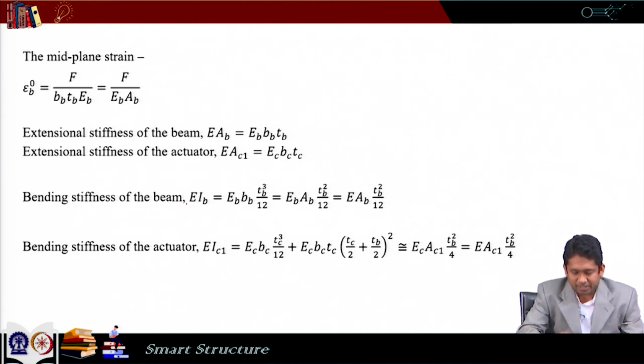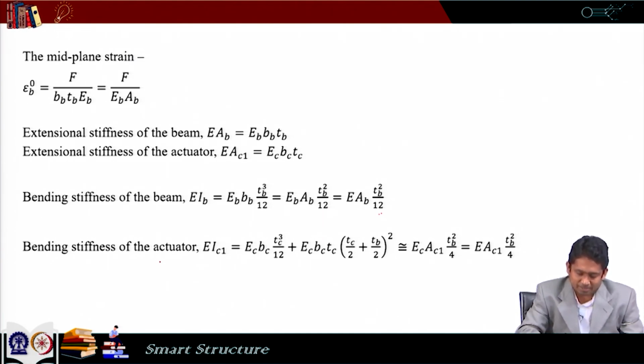And similarly, we can find out the bending stiffness EIb, which is this, and this expression Eb bb tb cube by 12 can be written in terms of EAb as this also, and finally, we get EIb in terms of EAb as this. So, EIb is equal to EAb multiplied by tb square by 12.